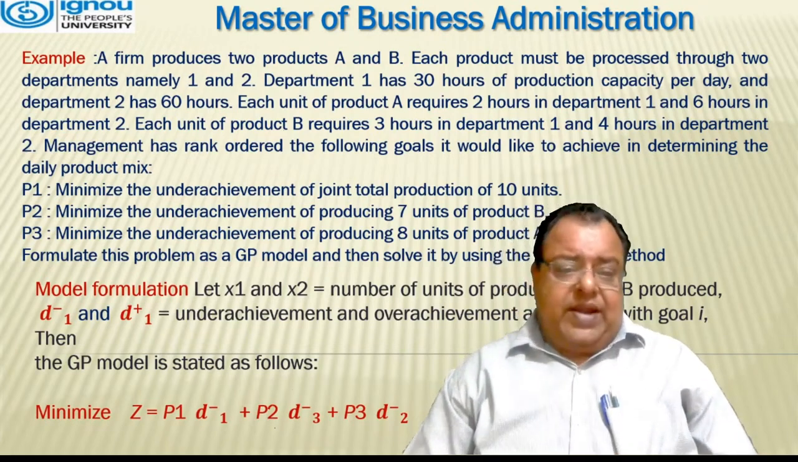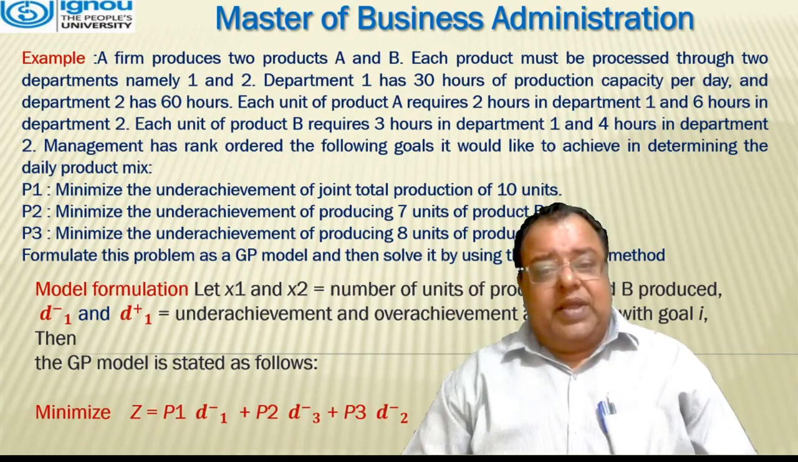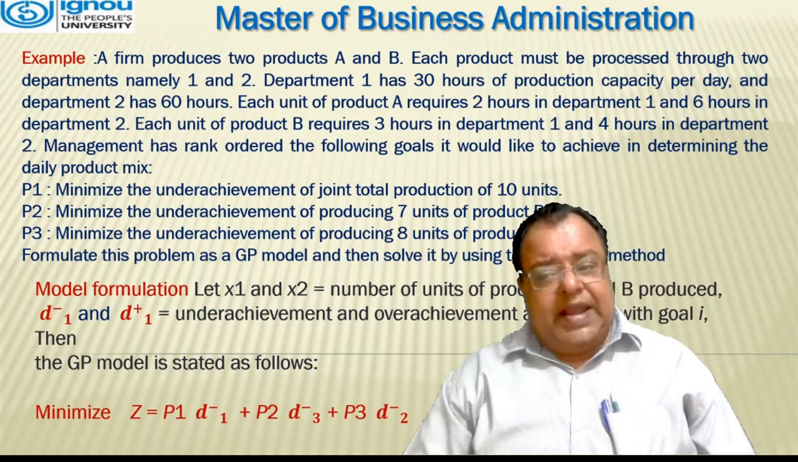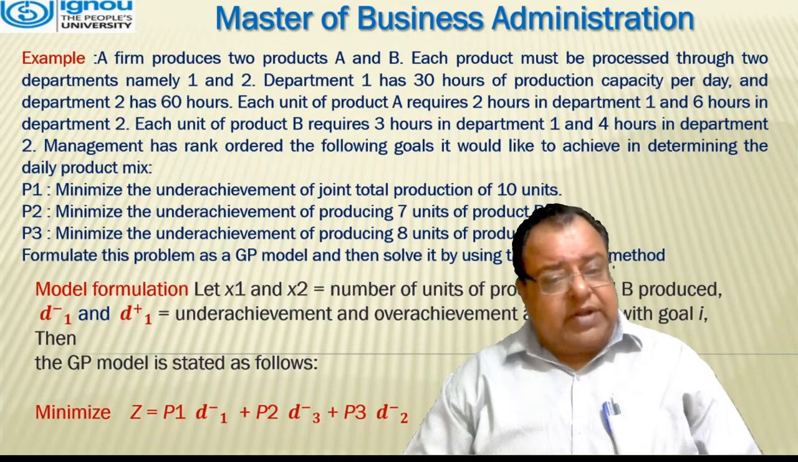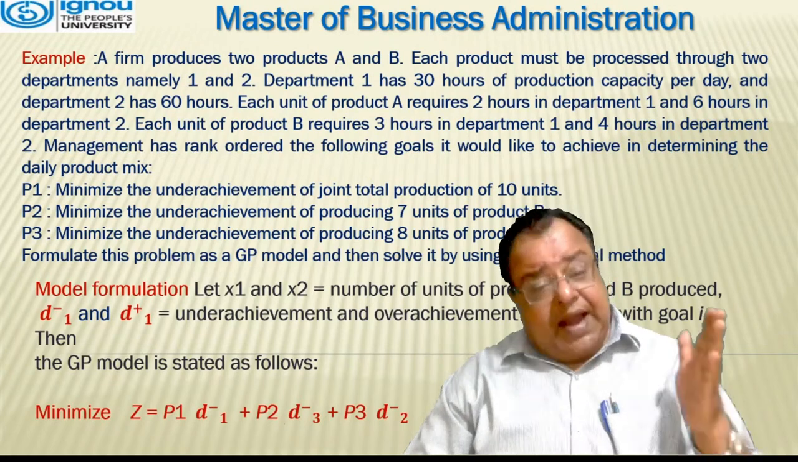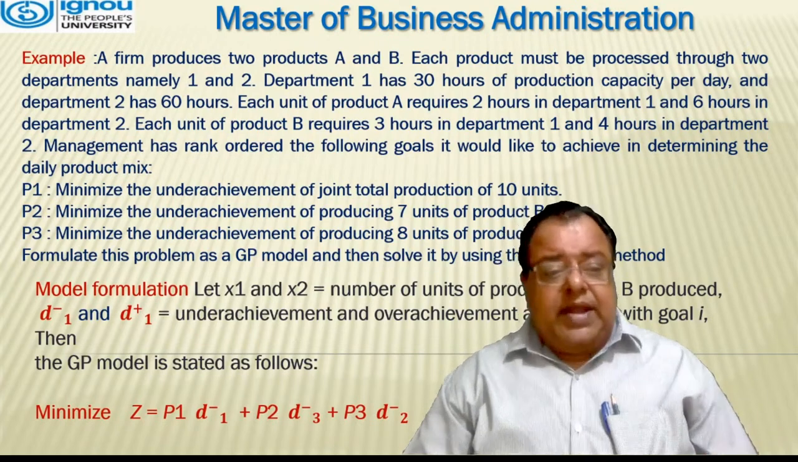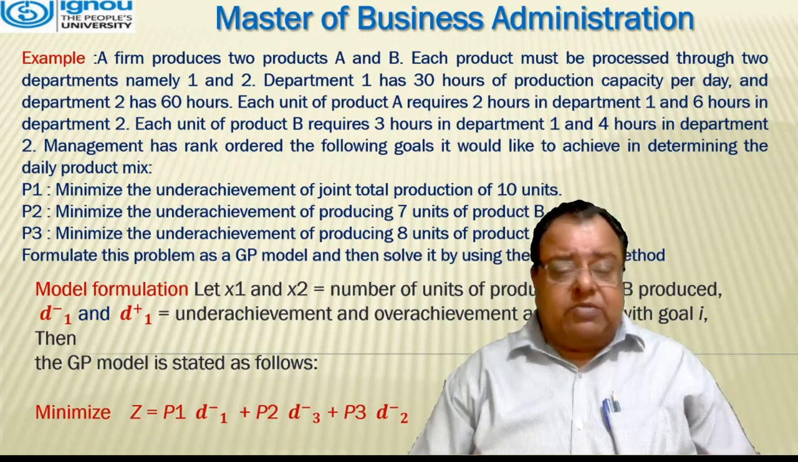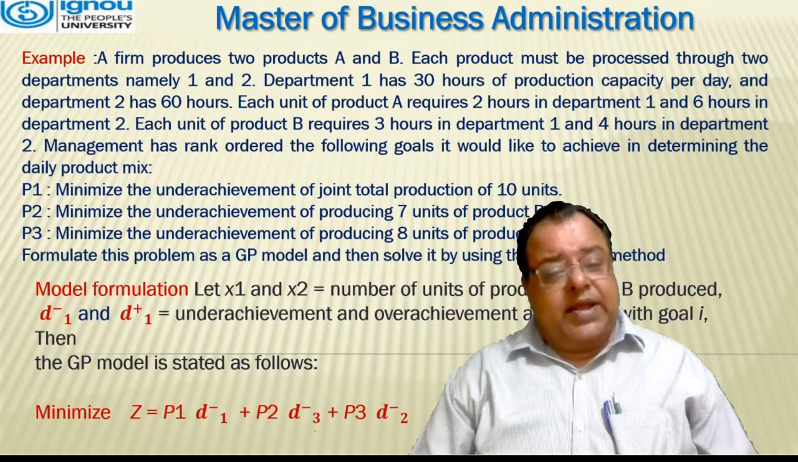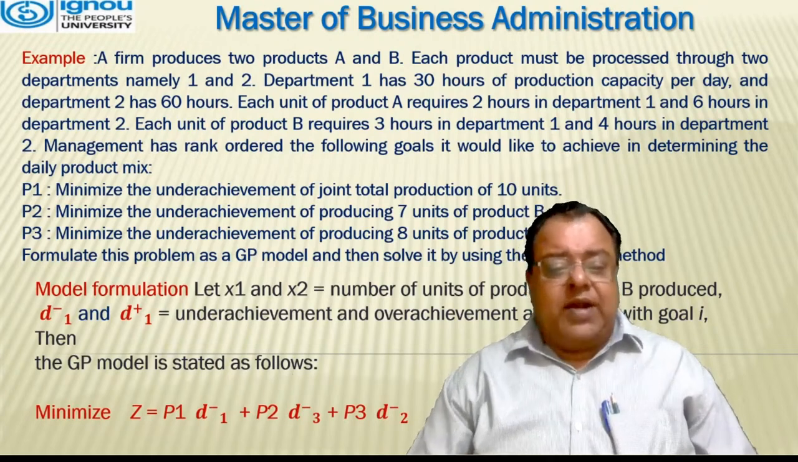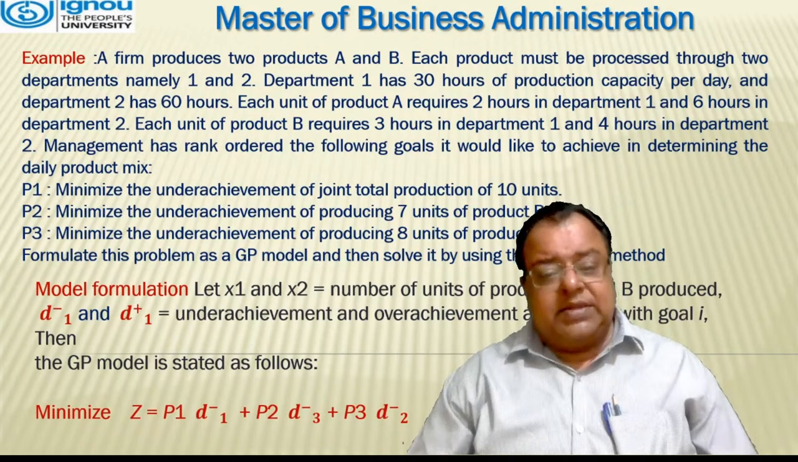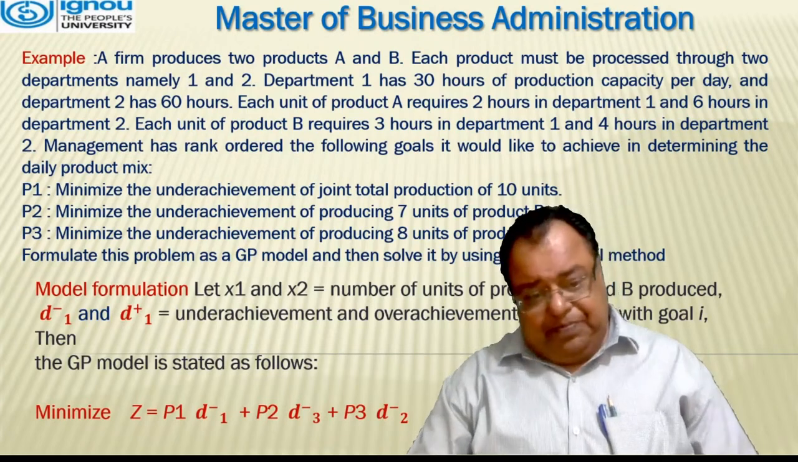Management has rank ordered the following goals it would like to achieve in determining the daily product mix. First one is P1, minimize the underachievement of total production of 10 units. P2, minimize the underachievement of producing 7 units of product B. P3, minimize the underachievement of producing 8 units of product A. Now, formulate this problem as a GP model and then solve it by using the graphical method.